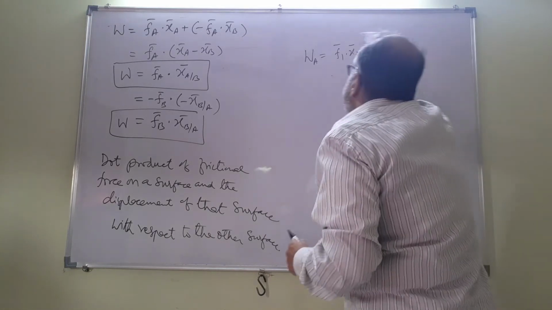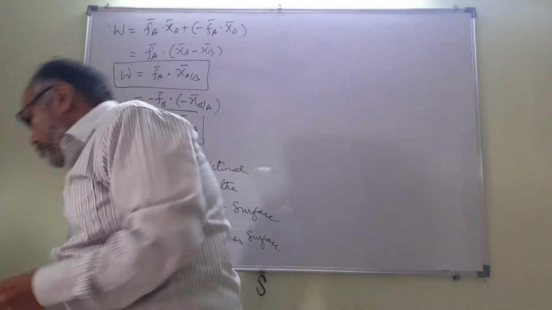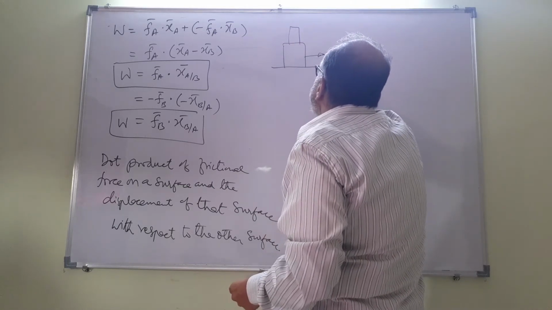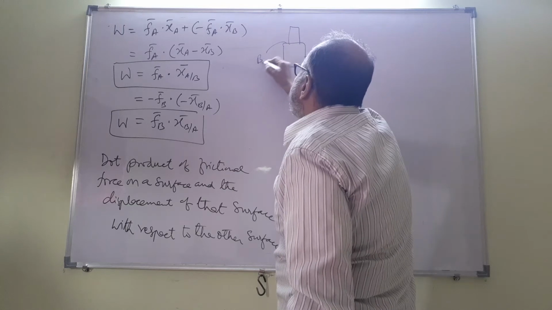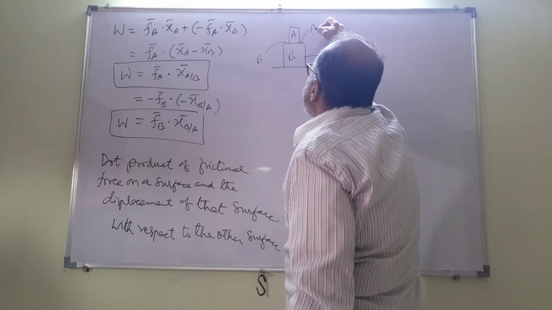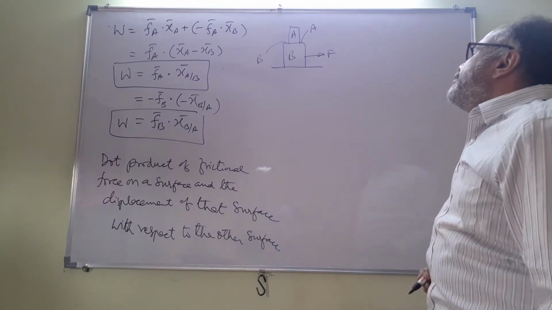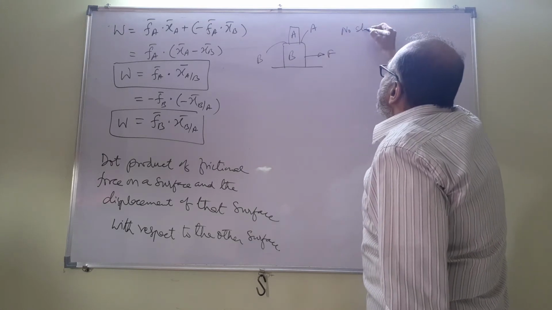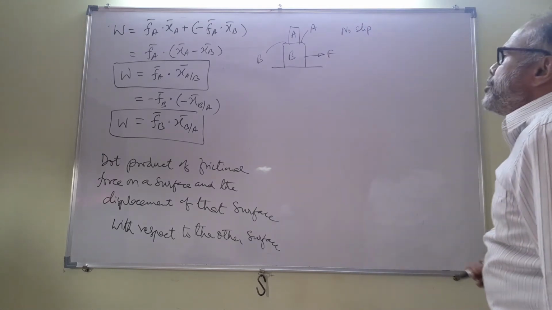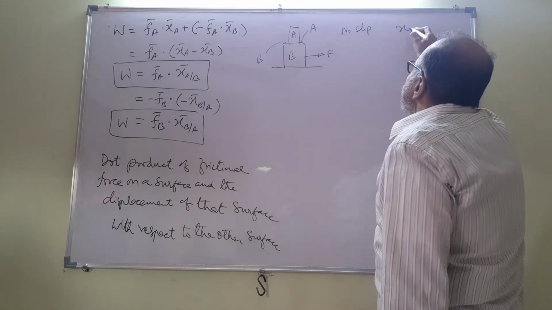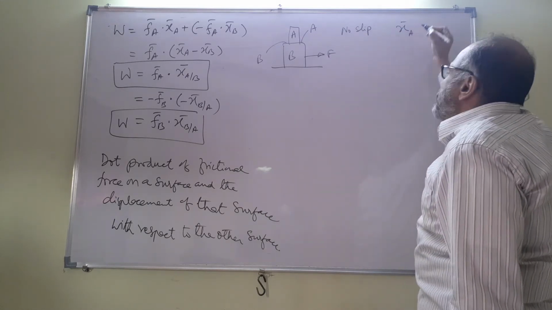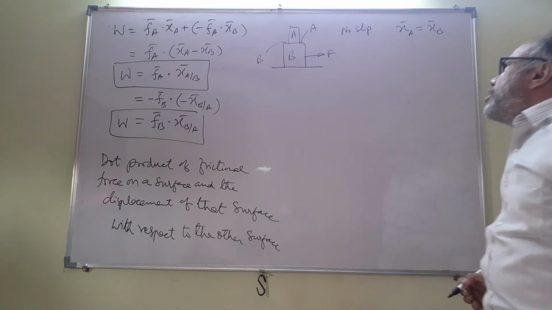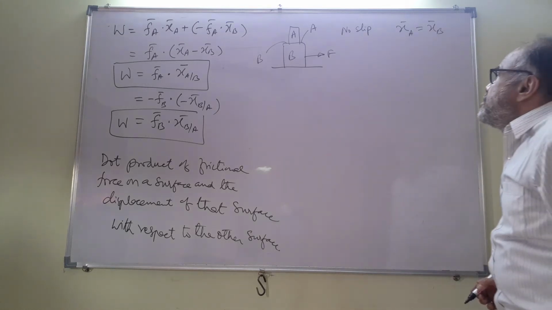Now, let us say there is a block on a block. There is a block here and there is a block here, and we apply a force here. So we will call this surface B, body A. This is surface A. And let us assume that these two bodies move such that there is no slip. No slip implies that if the displacement of the top block is XA and the displacement of the bottom block is XB, both these are equal. That is what it means when we say XA is equal to XB.